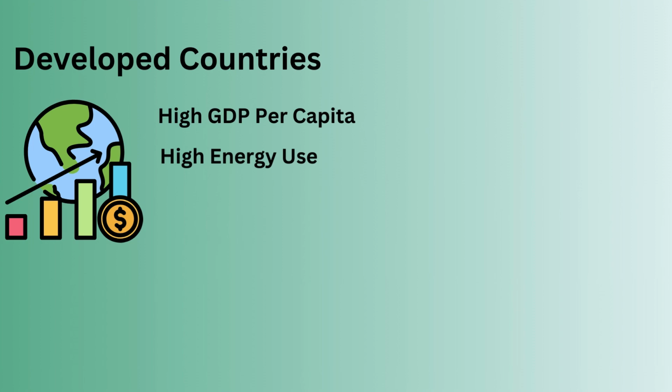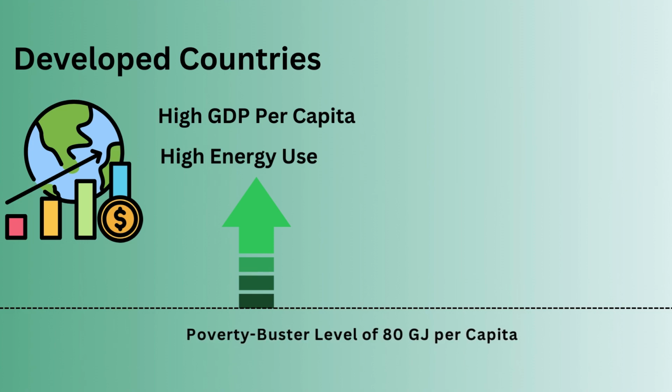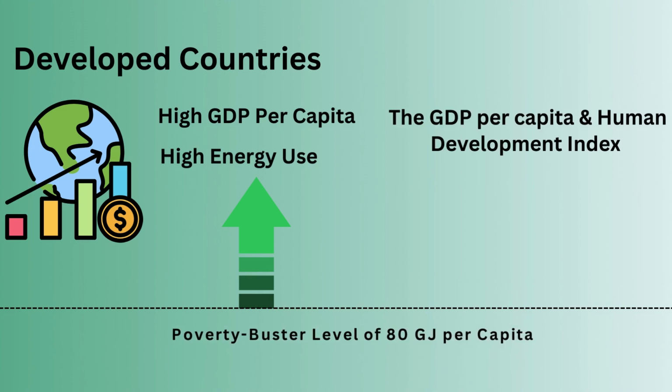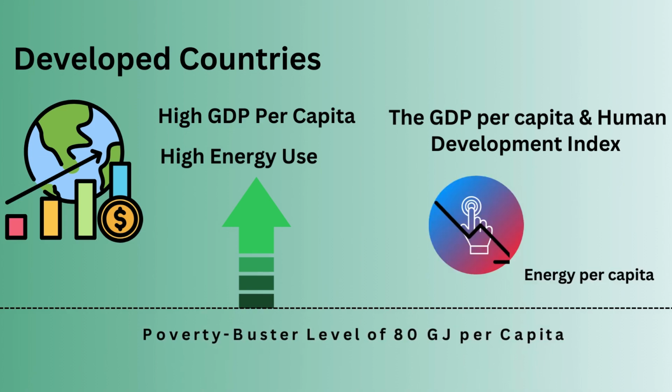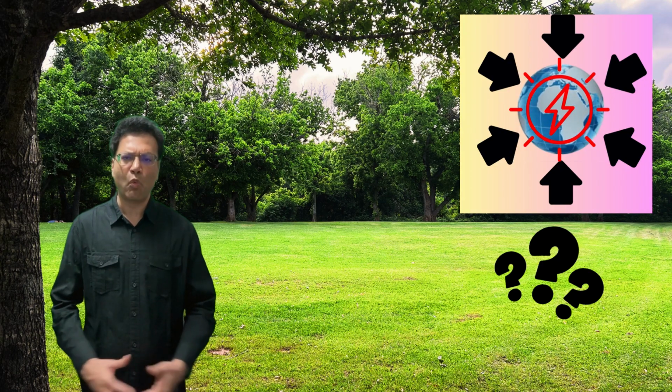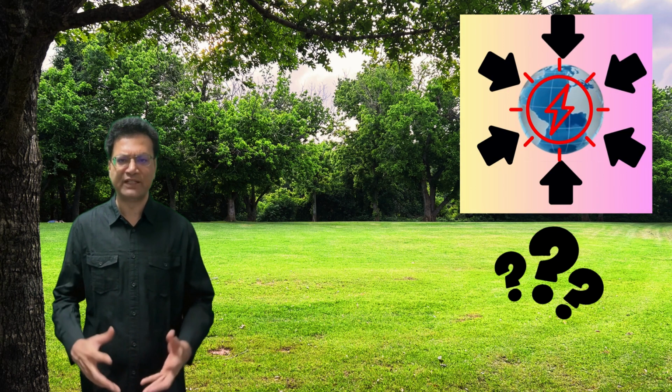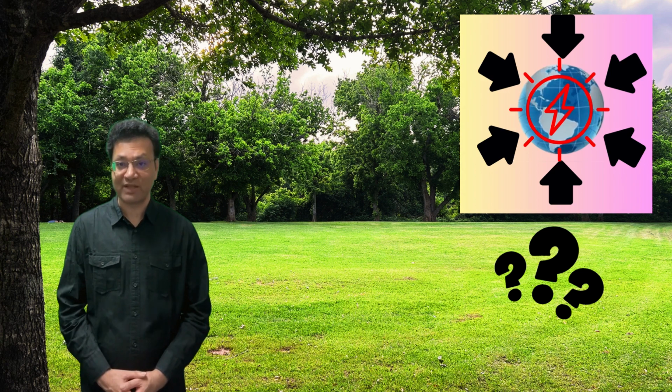Most developed countries use far more energy than the poverty buster level of 80 gigajoules per capita. The GDP per capita and Human Development Index is less sensitive to the energy per capita beyond the poverty buster level. So, what are the key implications of the different energy use level across countries?